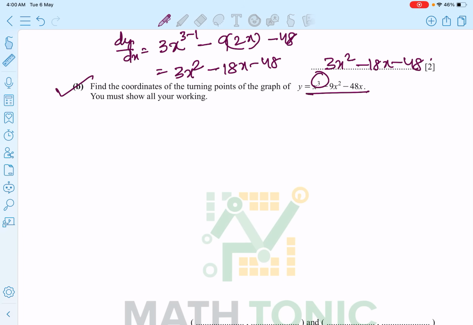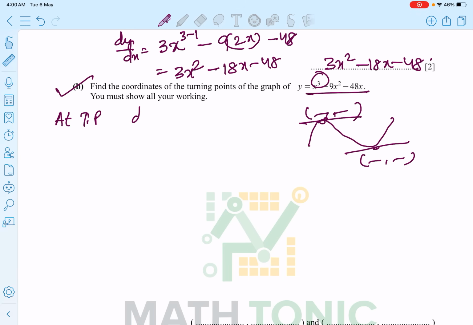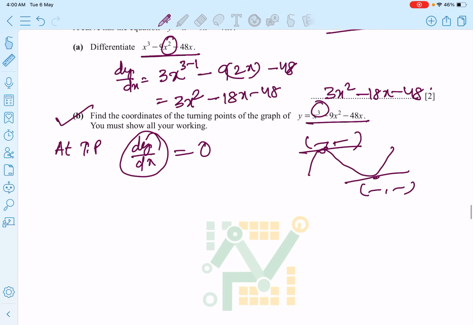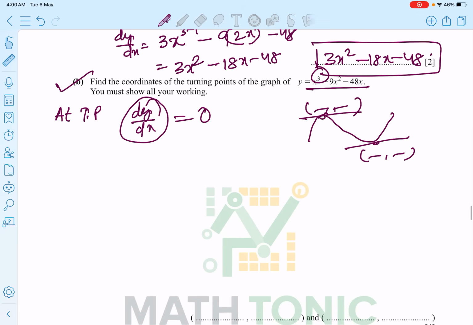When the power of x is 3, definitely you're going to get two turning points. This is one turning point, right? This is the second turning point. Yes or no? And remember, at turning points, the gradient of the line, or the gradient of the tangent, dy over dx, always equals 0, right? Now we already have the differentiation, so make that equal to 0.